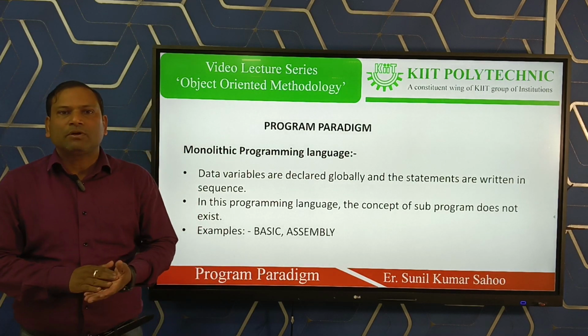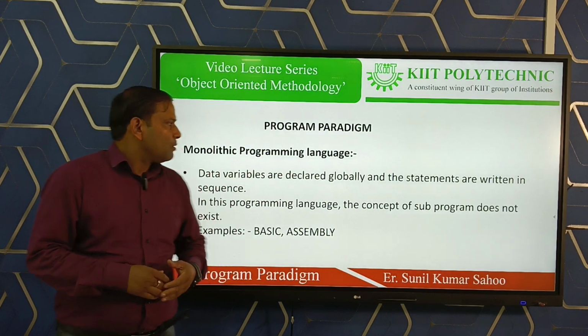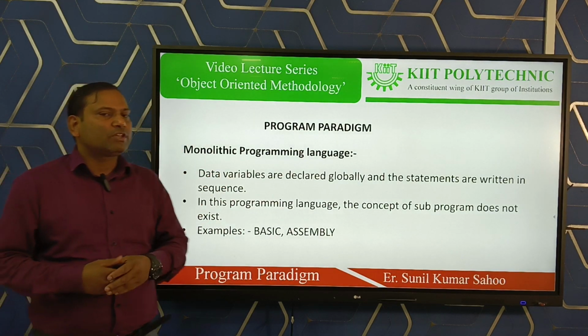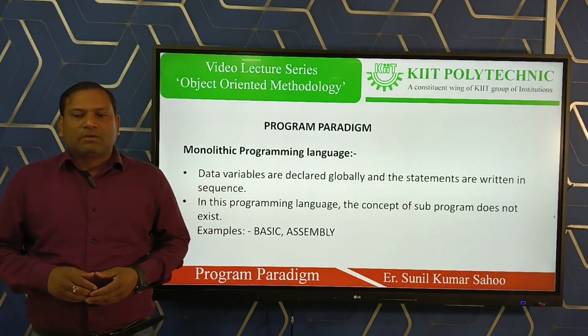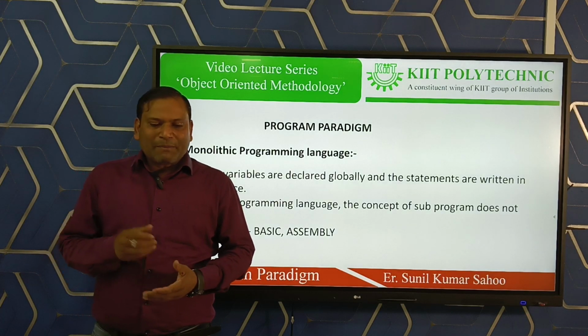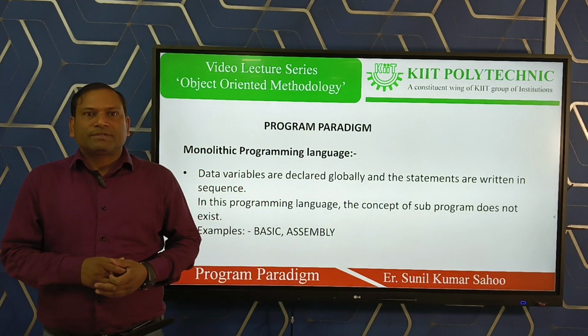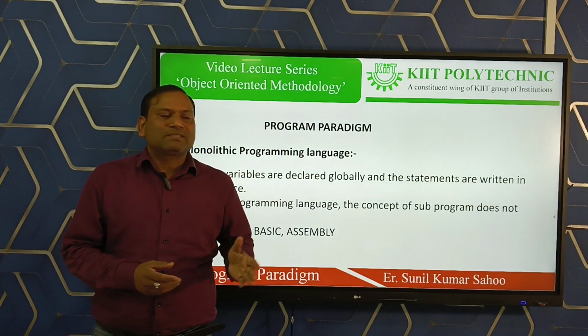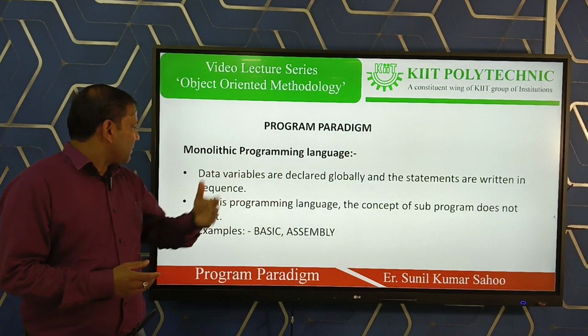Now I'll discuss program paradigms. There are four types of program paradigm. One is the monolithic programming language. What do you mean by monolithic programming language? The programming language in which there is no concept of function is known as a monolithic programming language.